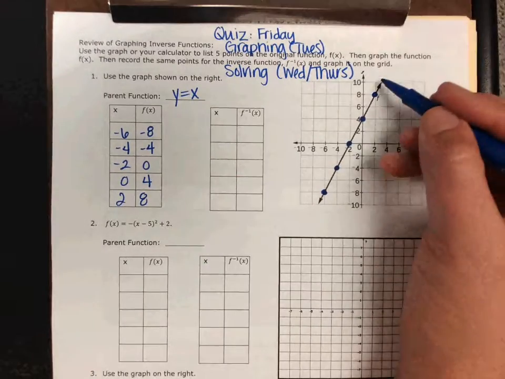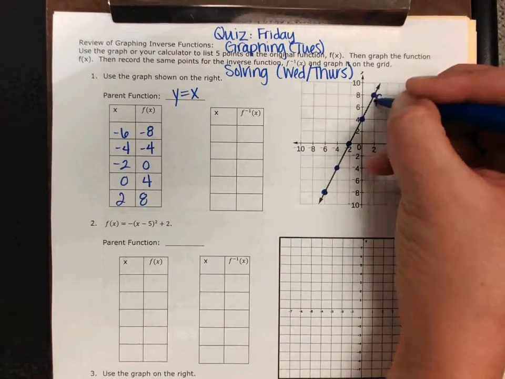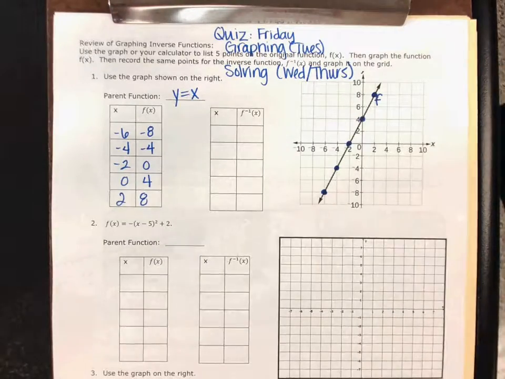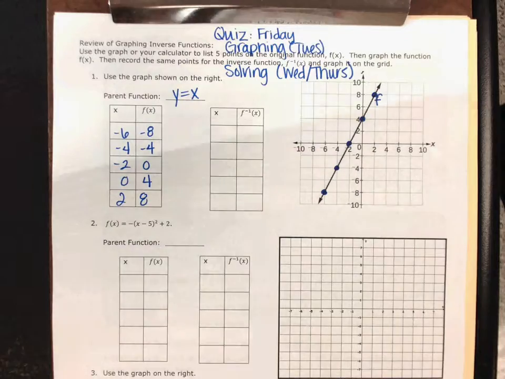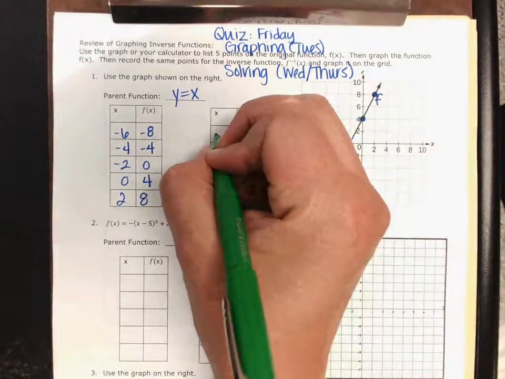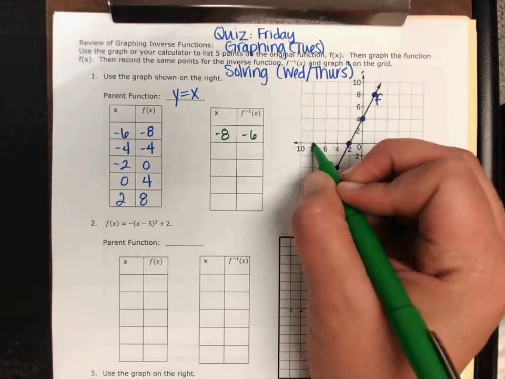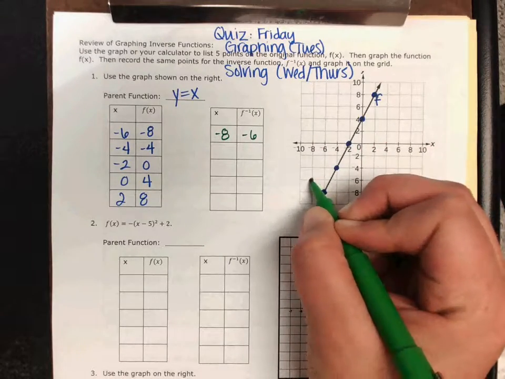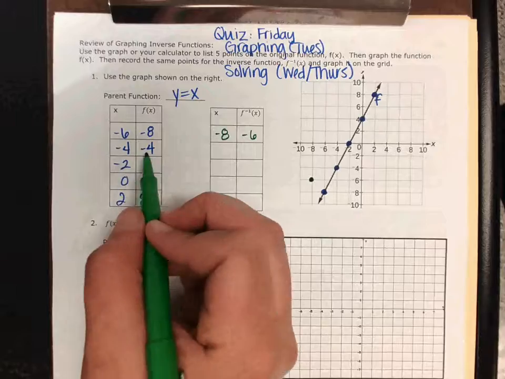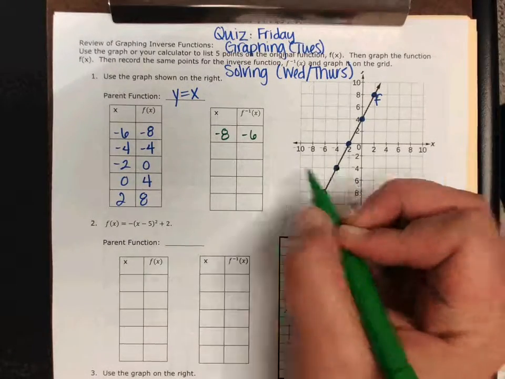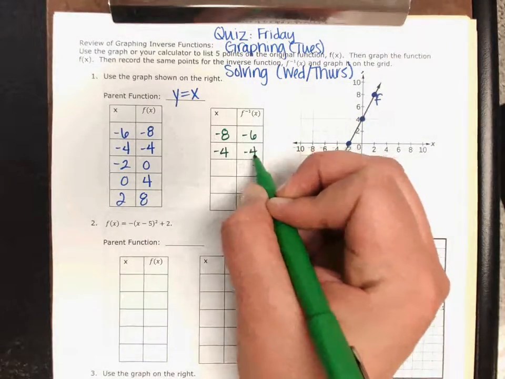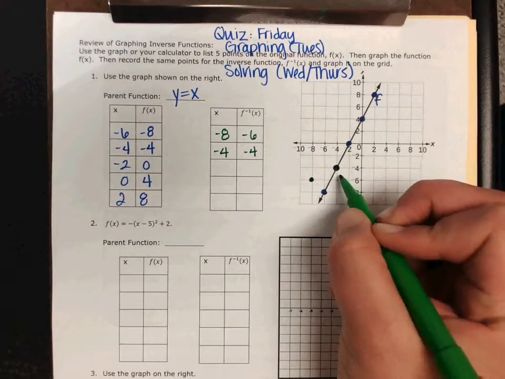Now notice this one is already graphed for you. It's even labeled here for you. This is F. So remember that for F inverse, I'm just switching the order of those points. So for example, this first point becomes -8, -6. Then I would graph it. -8, -6 right there. -4, -4. Notice that point is exactly the same. That's okay. It's going to be this exact same point right here.